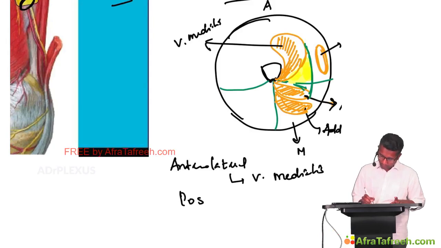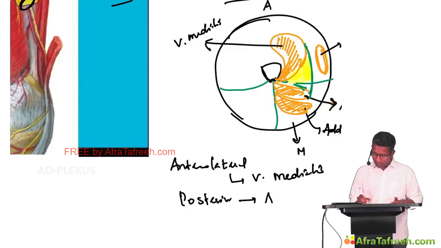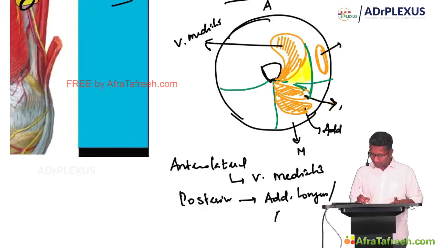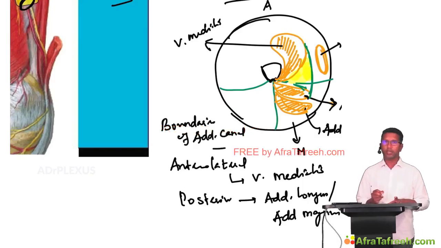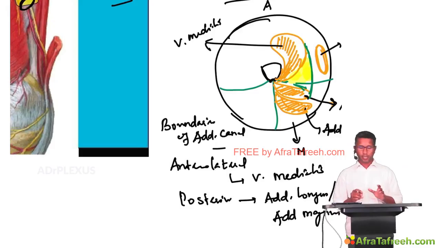The posterior boundary for the adductor canal is by the adductor longus and by the adductor magnus muscle. So these are all the boundaries of what? These are all the boundaries of the adductor canal, also called the Hunter's canal.